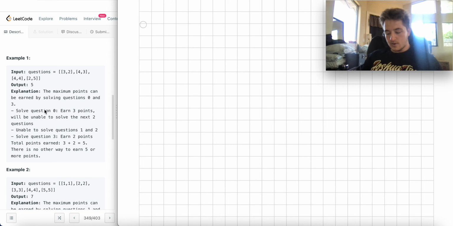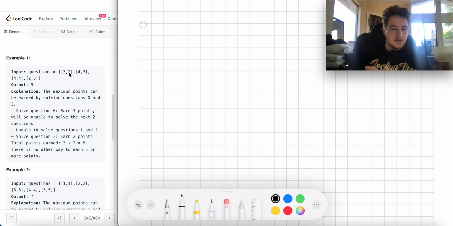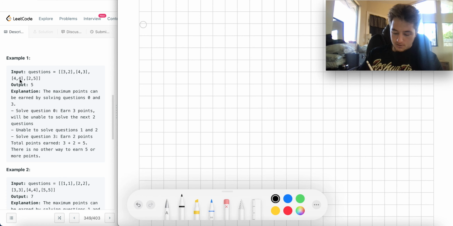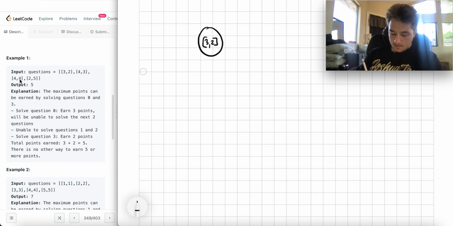Okay, so I think the easiest way to model this is with a graph. So let's go ahead and do that. So we have questions 0, 1, 2, and 3. So we'll just label those as nodes. So you have question 0. So I'll just label them with the values that are inside of it, so it's easier to distinguish what these nodes are.